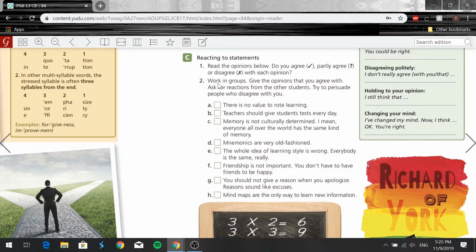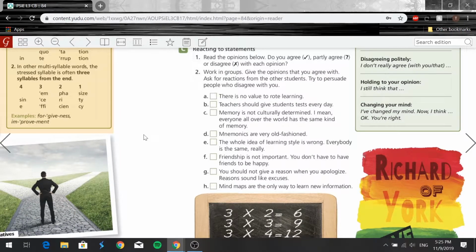Okay, so this is what I'm going to do since we're doing this online. I'm going to see the ones that I agree or don't agree with, and I'm going to try to persuade whoever of you disagrees with me. Okay, so basically I'm going to give reasons as to why I agree or not with each opinion. So let's go with A. There's no value to rote learning. Rote learning is basically when you use repetition to memorize things, right?